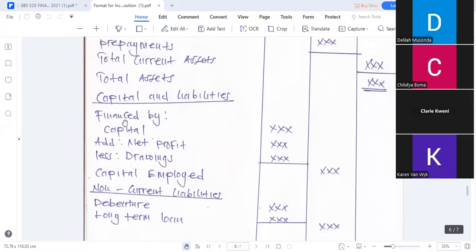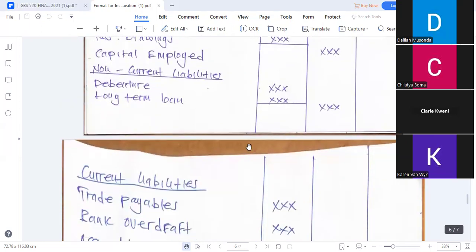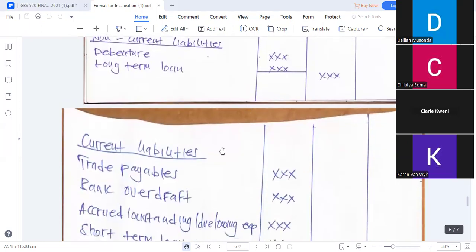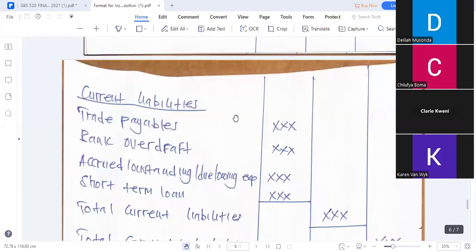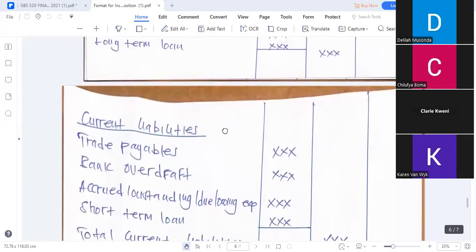capital and liabilities. So financed by capital, the net profit or loss, you put it here, you list drawings. Drawings usually will reduce your capital. You know what drawings are? Drawings are simply withdrawals of goods in kind or money for personal use. So we have fixed or non-current liabilities, long-term liabilities there. Then we go to add the current liabilities there.